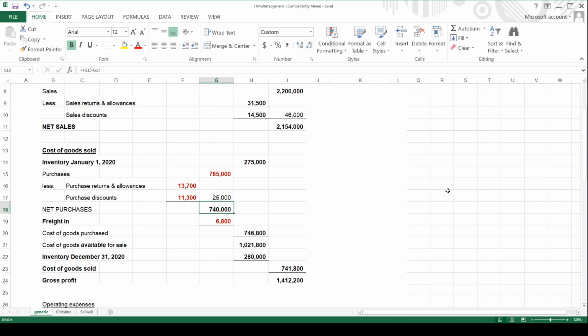Are we done yet? Almost. The cost of bringing the merchandise to our place of business, which we collect in an account called Freight In, yeah? We'll add that to our net purchase amount. And we get this number, $746,800, which is the sum of the net purchases and the freight in. So how do you get to this number? Well, it's comprised of four different numbers. Your gross amount of your purchases, your returns, your discounts, and your freight, $746,800.